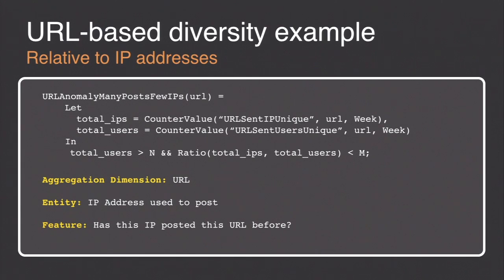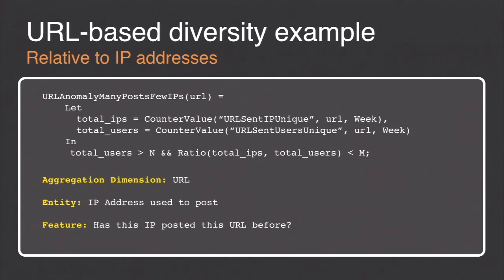This pattern is pretty useful. You can again do this with 2 counters, but the difference here is the type of feature we're looking at. We're no longer looking at a feature on the entity. We're looking at the distribution of entities relative to the total set. So the feature here is like, have we seen this IP post this URL before? But it's easier to think about how many unique IPs versus how many unique users we have seen.